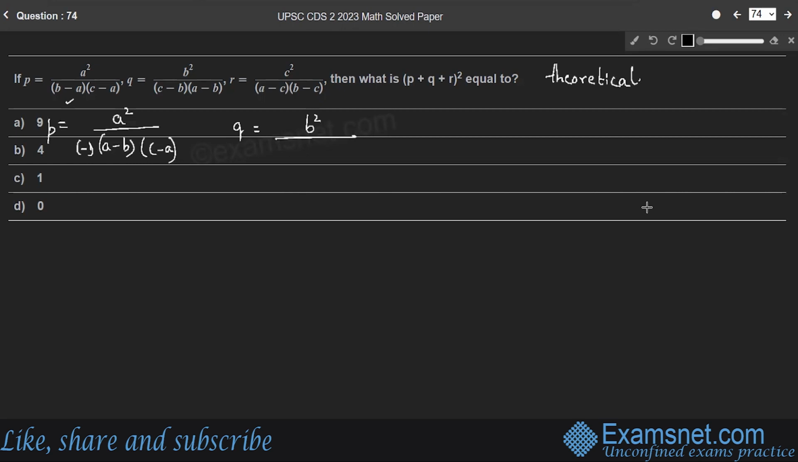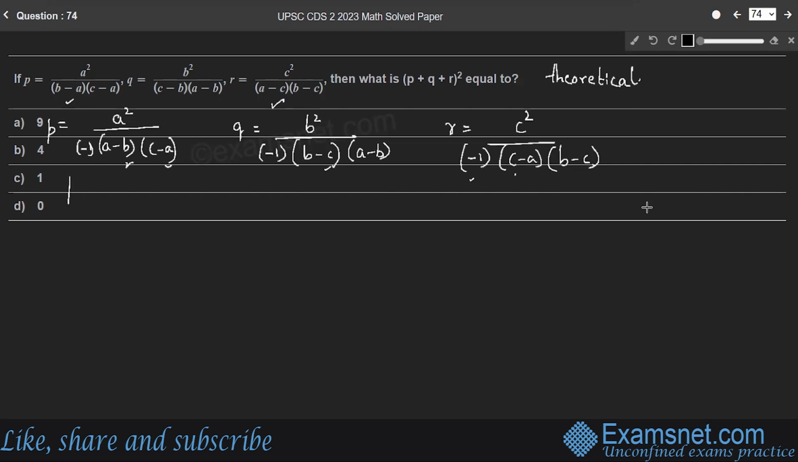C minus B, so I'll make it as B minus C into A minus B, which will be as it is. Whereas R is equal to C square by A minus C, so I'll write it as C minus A into B minus C. So each value has a negative sign here: minus a square, minus b square and minus c square. Why make the denominators like this, in terms of a minus b, c minus a and b minus c? Because while taking the LCM, it will be easy for us.